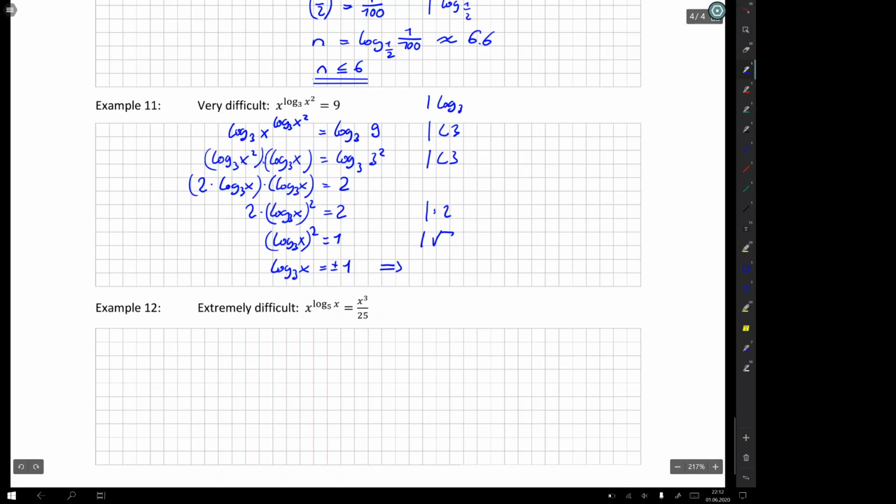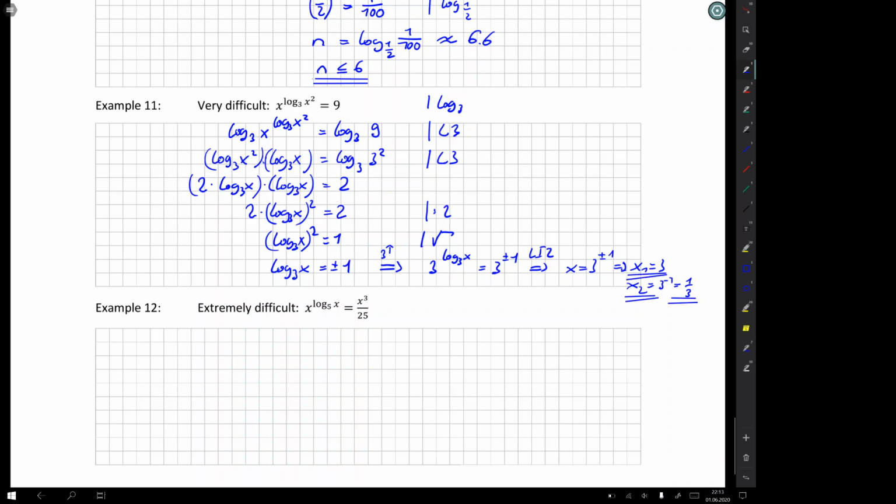And now the next step, I do 3 to the power of the whole expression on both sides. So I get 3 to the power of logarithm of x in base 3 equals 3 to the power of plus minus 1. And using the logarithmic identity 2, I see this is just x. So x is 3 to the power of plus minus 1, which means x1 is 3 and x2 is 3 to the power of minus 1, which is just 1/3.